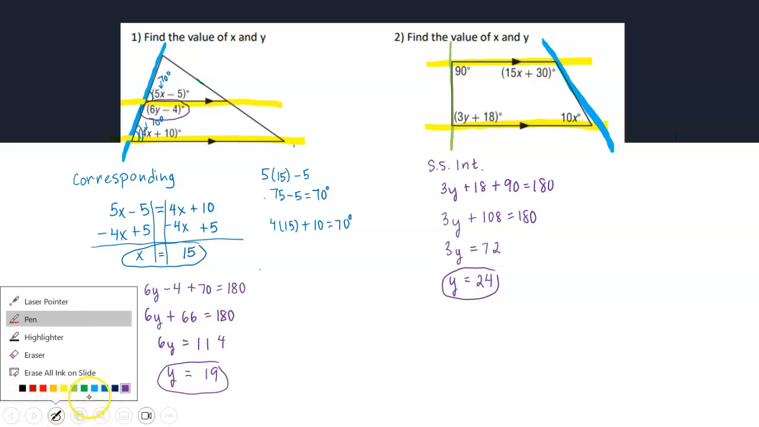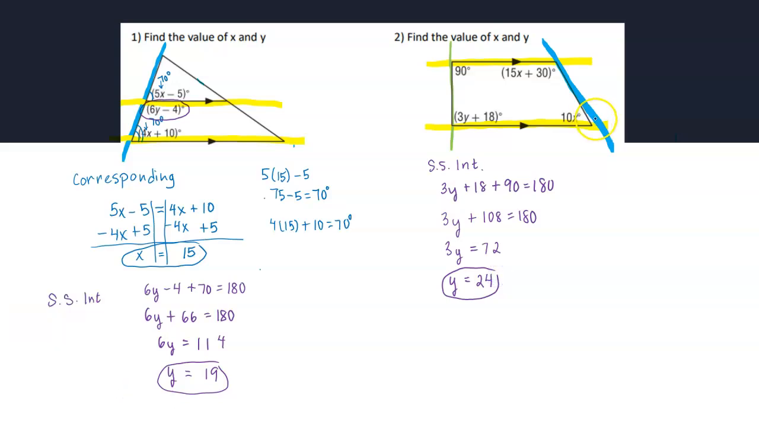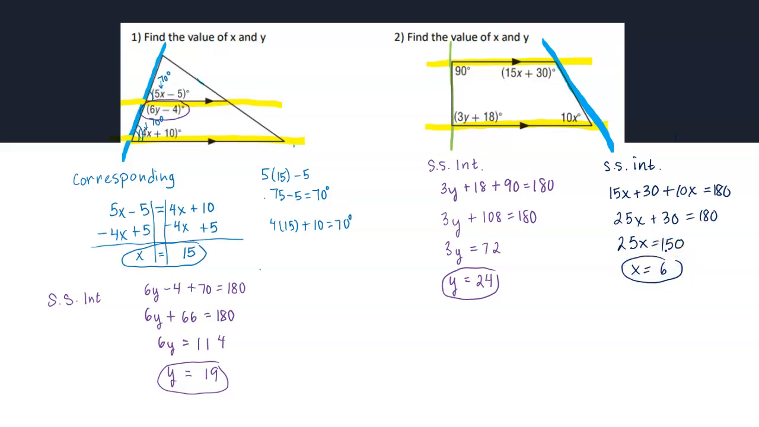And then switching over to the other line on the other transversal, same thing. I have same side interior angles, so those are going to be supplementary. So 15x plus 30 plus 10x has to equal 180. So 25x plus 30 equals 180, or if I subtract the 30, 25x equals 150. x is equal to 6. And so I'm using same side interior angles twice on that problem.